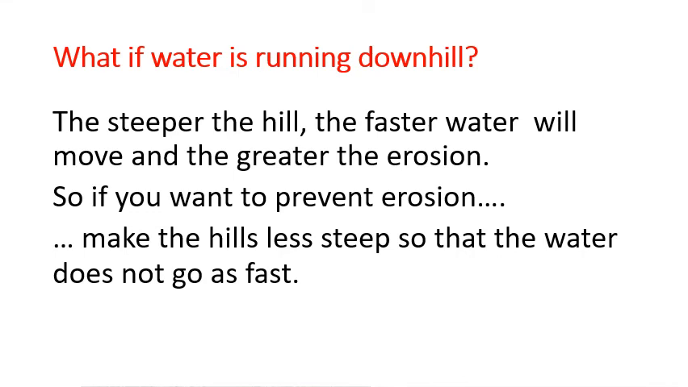So what if the water's going downhill? We know that if you have a steep hill, the water's going to go faster, and you're going to have greater erosion. So if we can change the hill and make water go slower, well, then we would have less erosion on our hills.